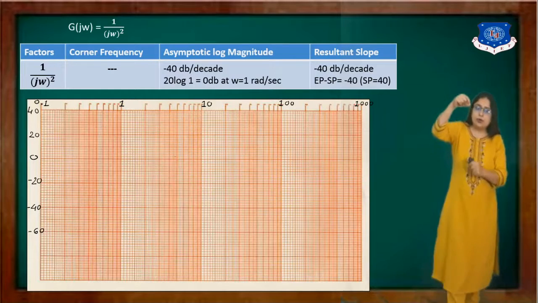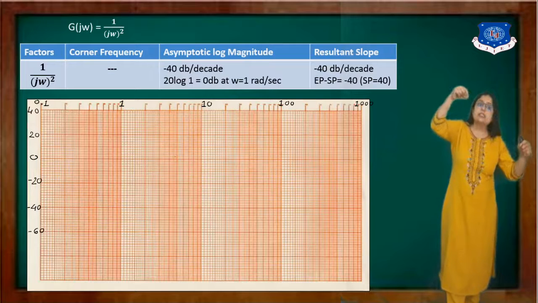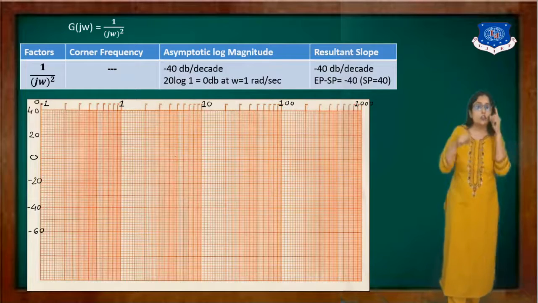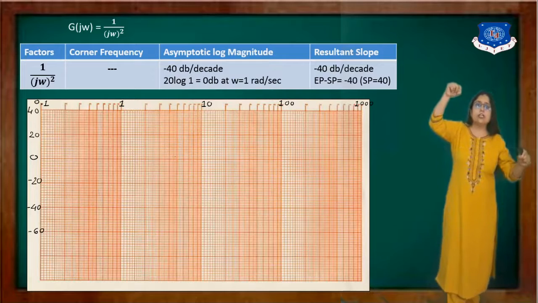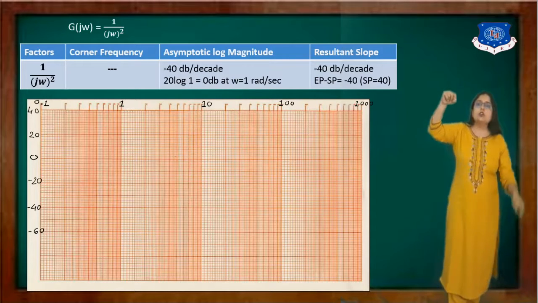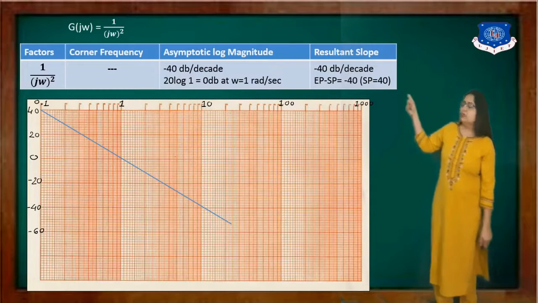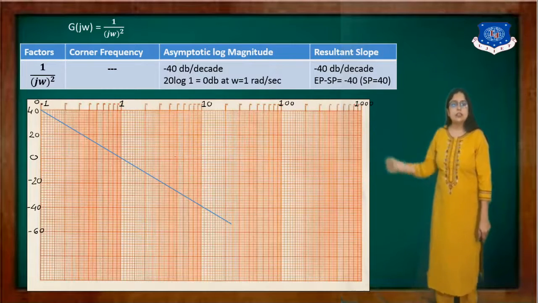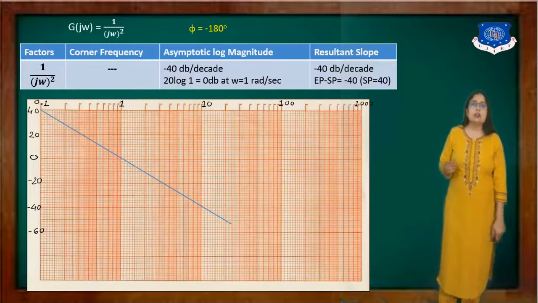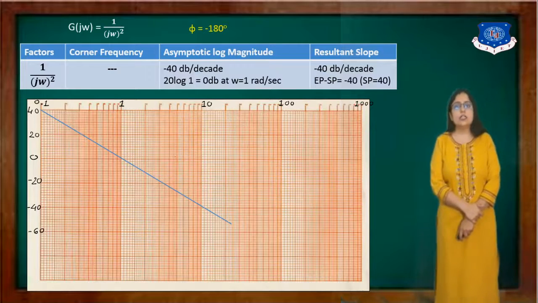Now from the end point I have to shift 10 lines, one decade, because your slope is measured per decade. So from 0, 10 lines, that is 1. You have to join the line from 40 to 1. This line's slope is minus 40 dB per decade.